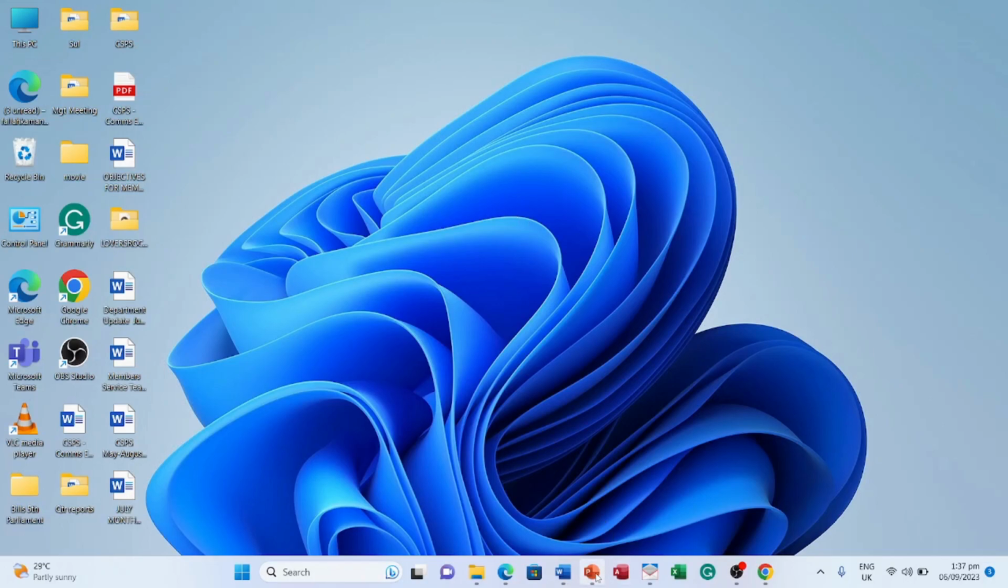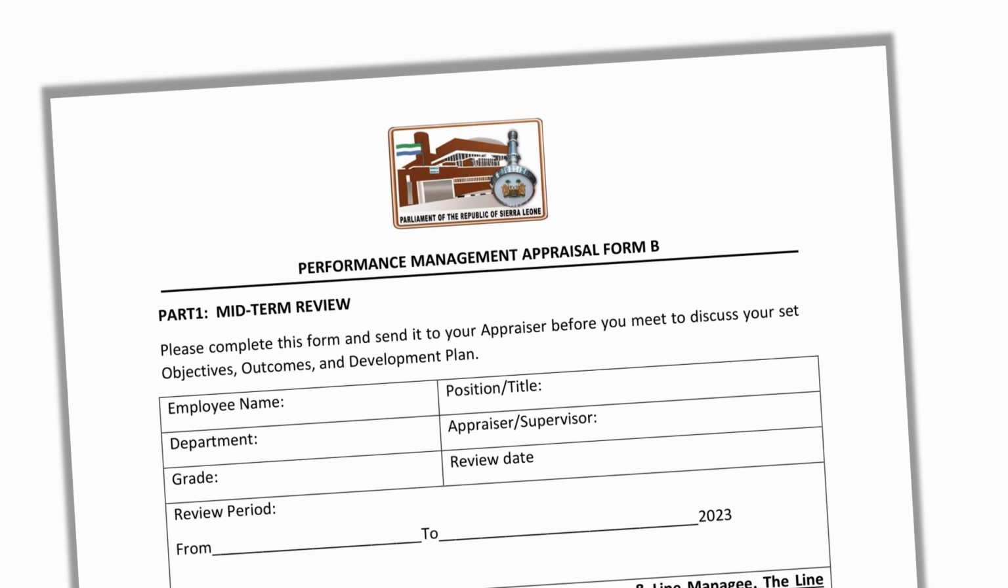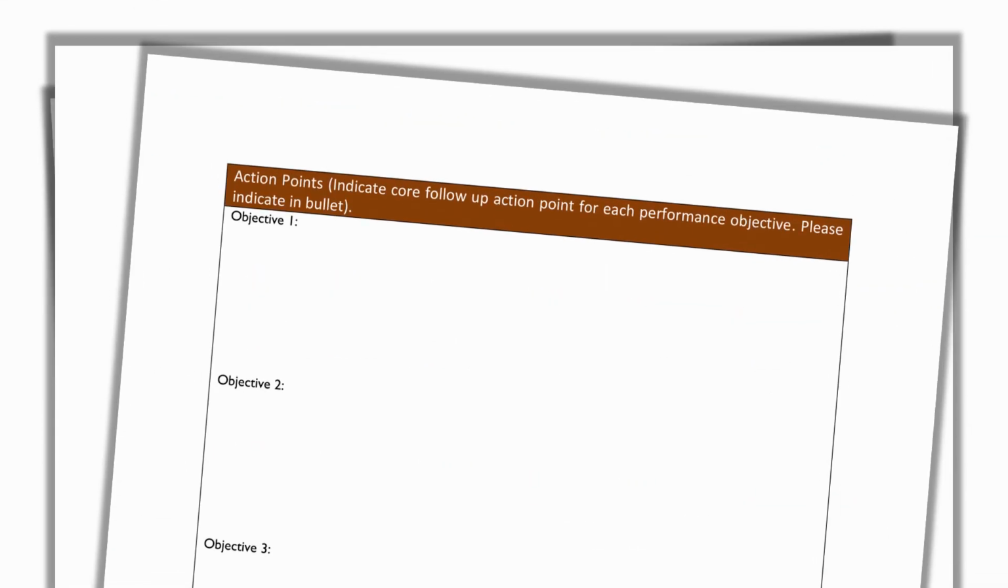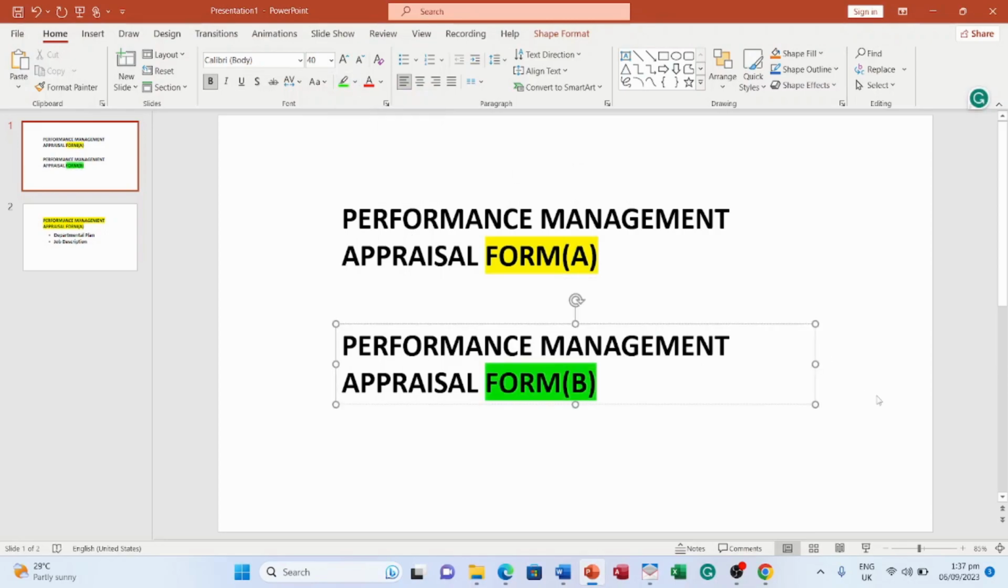In this short video, I want to explain the performance management appraisal system that the HR and admin departments use. We have two forms so far. The first is Form A, and the second is Form B. At the start of the year, all staff who work for Parliament fill in Form A. Then six months down the line, they fill in Form B. Form A is filled in with your performance objectives.